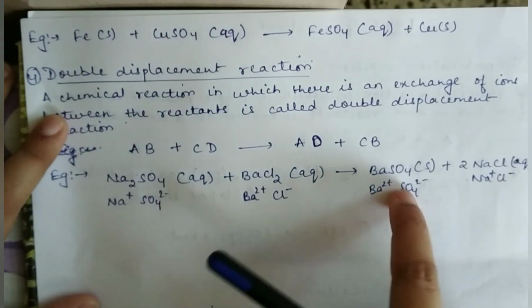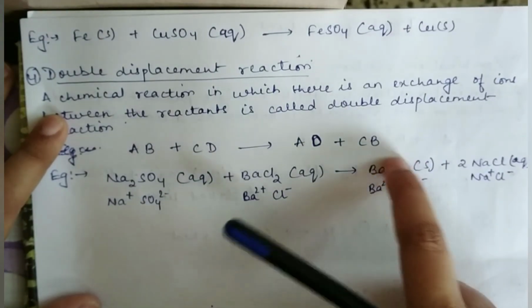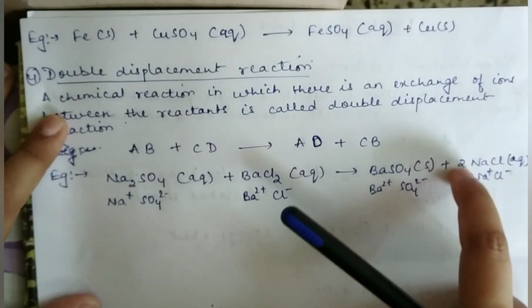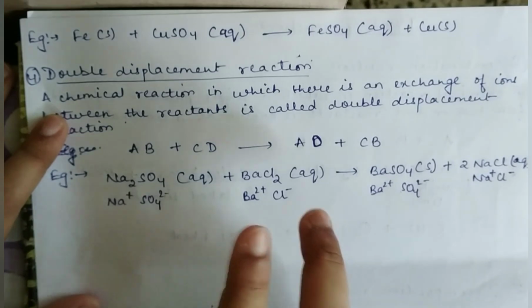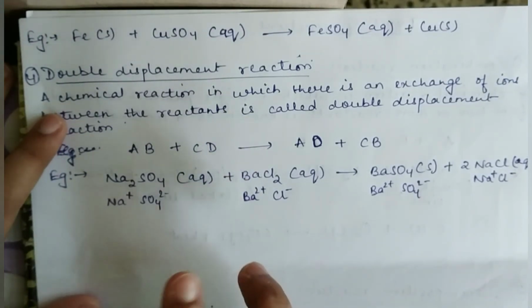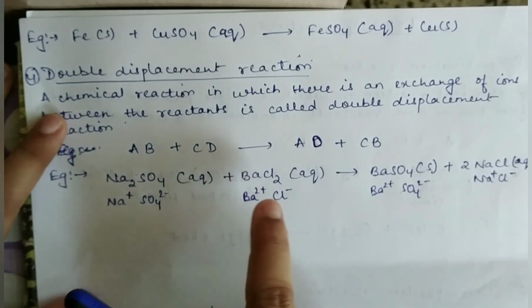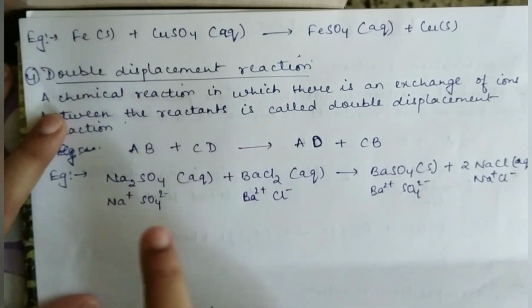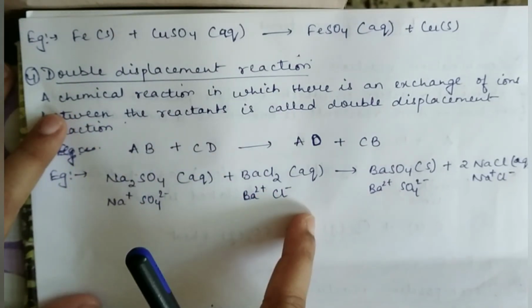So now the products formed are barium sulfate and sodium chloride. So this is a double displacement reaction where there are two displacements taking place. The cations are also exchanging their position and also the anions are exchanging their position.